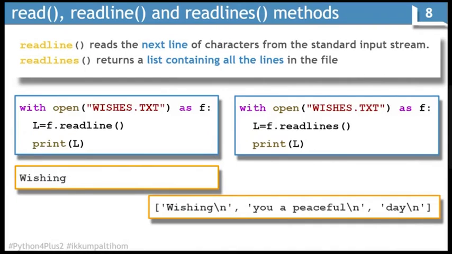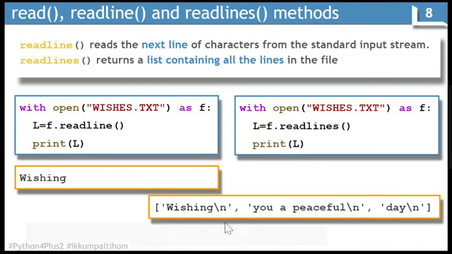The other two commands for reading content from a file are readline and readlines. Readline helps you to extract one line, that is one string, from the file, whereas readlines helps you to extract the entire content from the file. But this time it is not going to be like read with no parameters. It is going to be extracting a list of strings.